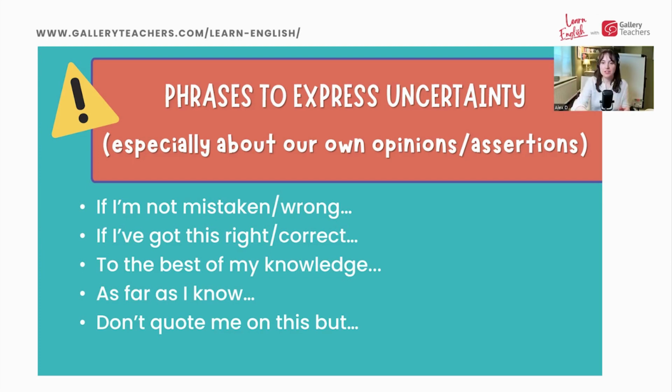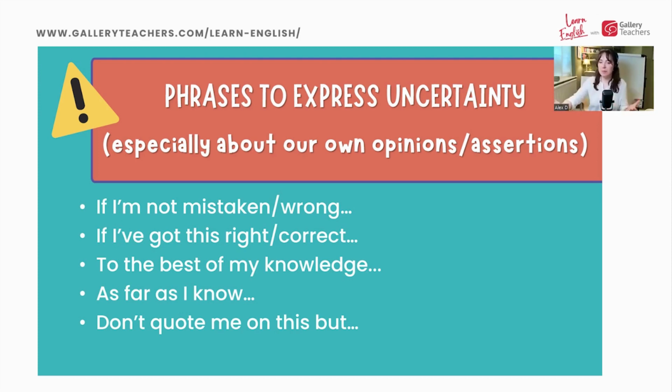Some more expressions to express uncertainty. Now, this is especially when you are talking about your own opinions, your own assertions, okay? So you want to give a piece of information, you want to assert an opinion, but you want to be careful because you're not 100% sure about it. You can do so this way. For example, I think it will rain tomorrow, but I'm not 100% sure.